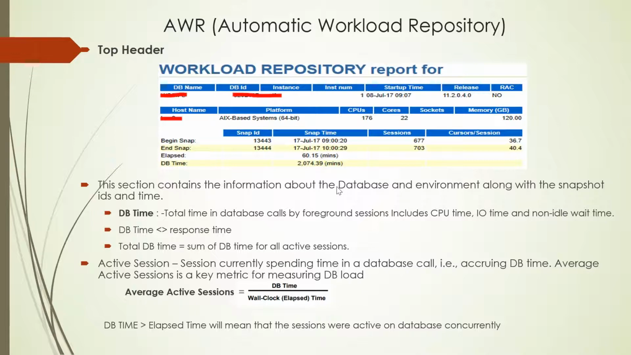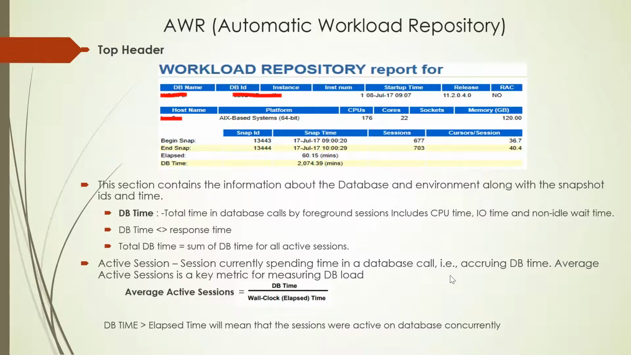Okay, so this is the last time given as a note. DB time greater than elapsed time means that the sessions were active on the database concurrently. Okay, so there is some kind of investigation which triggers. So there are some sessions which were active concurrently, which may cause a performance issue, right? If your DB time is not greater than elapsed time, this count will be zero or close to zero. So if there are no active sessions, there is no point in analyzing the AWR report.